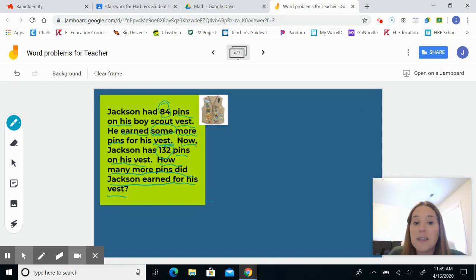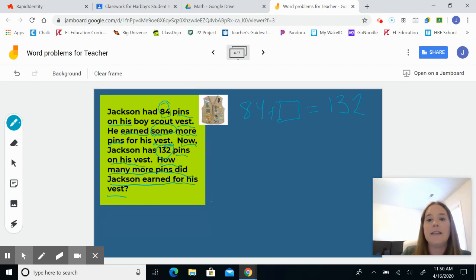All right, let's create the situation equation, the equation that's going to match the word problem. Jackson had 84 pins on his Boy Scout vest, so I'm going to put 84. He earned some more pins on his vest. Well, stop and think. He earned some more. What does earning mean? Yeah, it means to get more, right? So we're going to add or subtract. Add. So we're going to do plus and sum, which is our blank. So I'm going to put a box. Now Jackson has 132 pins. So I know that that's my total.